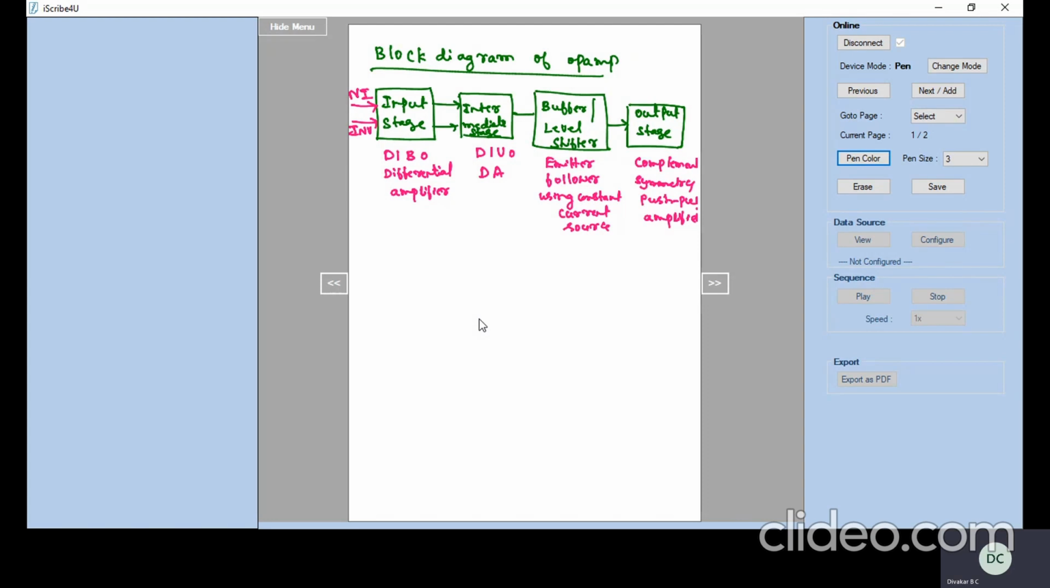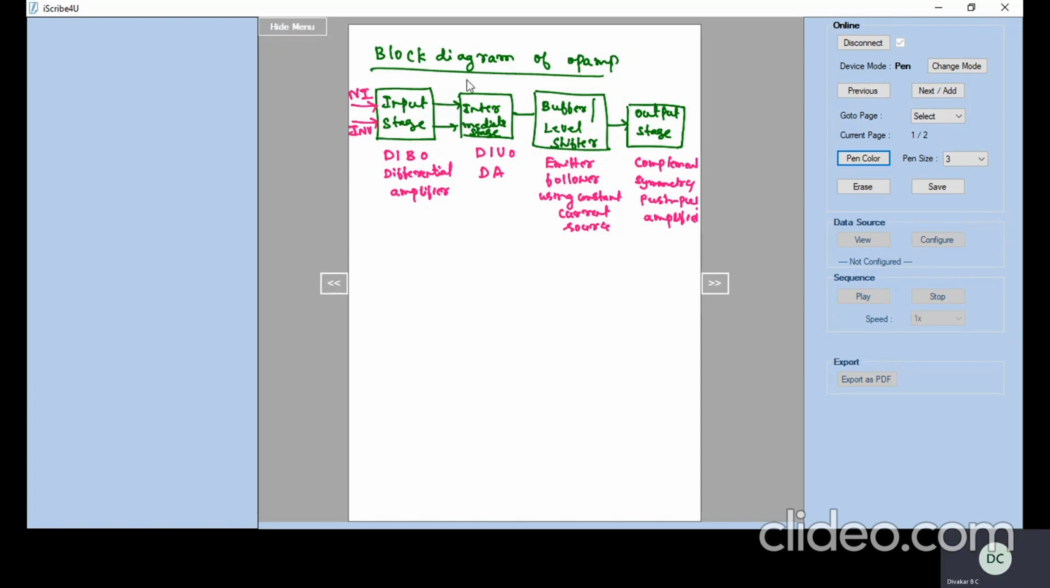So basically, the block diagram of an op-amp consists of input stage, intermediate stage, level shifting, and the output stage. The input stage is a dual input, balanced output differential amplifier which amplifies the difference between the two input signals. This provides high input resistance or impedance to avoid loading of the two input signals. This stage provides most of the voltage gain of the amplifier.